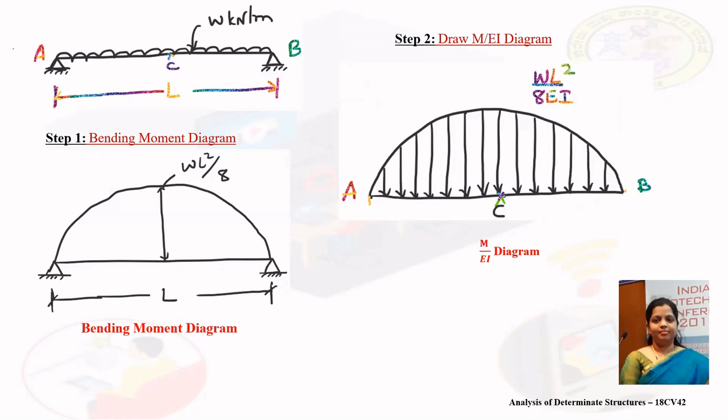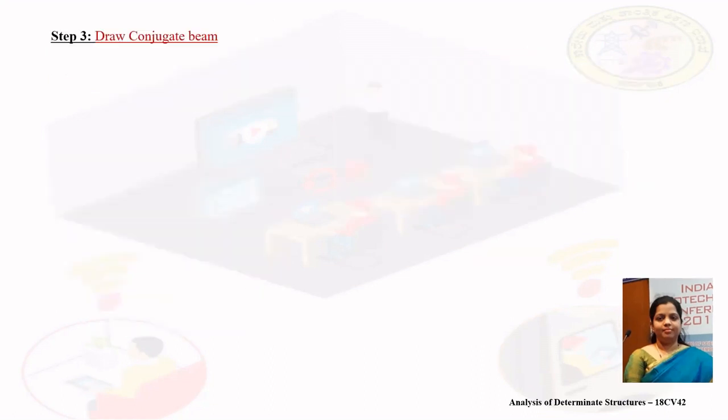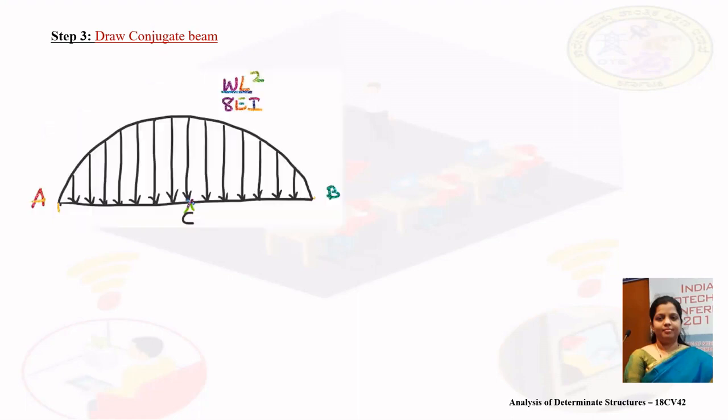Now we will move on to step 3. Step 3 is to draw conjugate beam. As per law of transformation, our beam has hinged supports. Therefore, our conjugate beam also will be having hinged supports. So this is our M by EI diagram. At point A, there is a hinge support, and also at point B, there will be a hinged support. So this is the conjugate beam loaded with M by EI diagram.